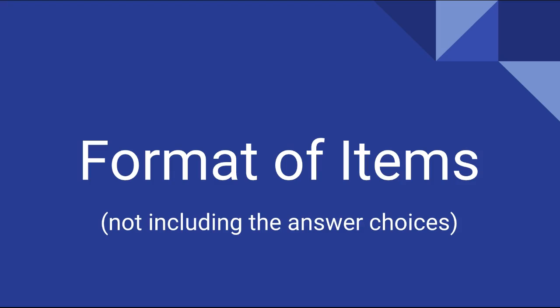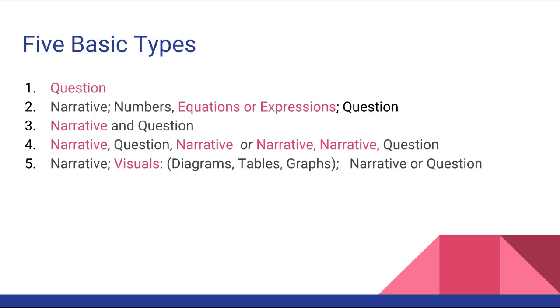Now we're going to talk about the format of the items. We're not looking at the answer choices, just the questioning part of it. There are 5 basic types. Number 1 is just the question, nothing else. Number 2 is a narrative, then some form of numbers such as equations or expressions, and then the question. Number 3 would be just a narrative and a question. This may or may not have a break in between; it may just be in one paragraph.